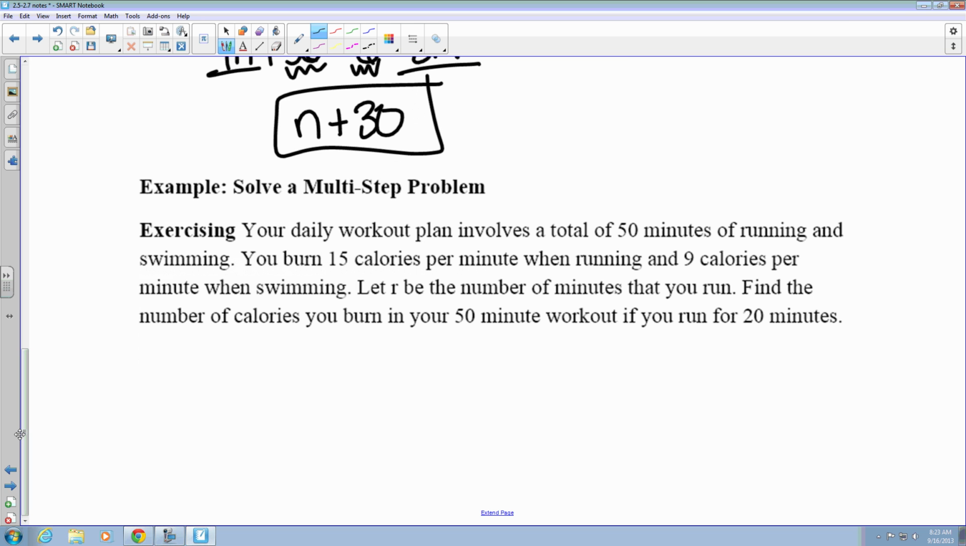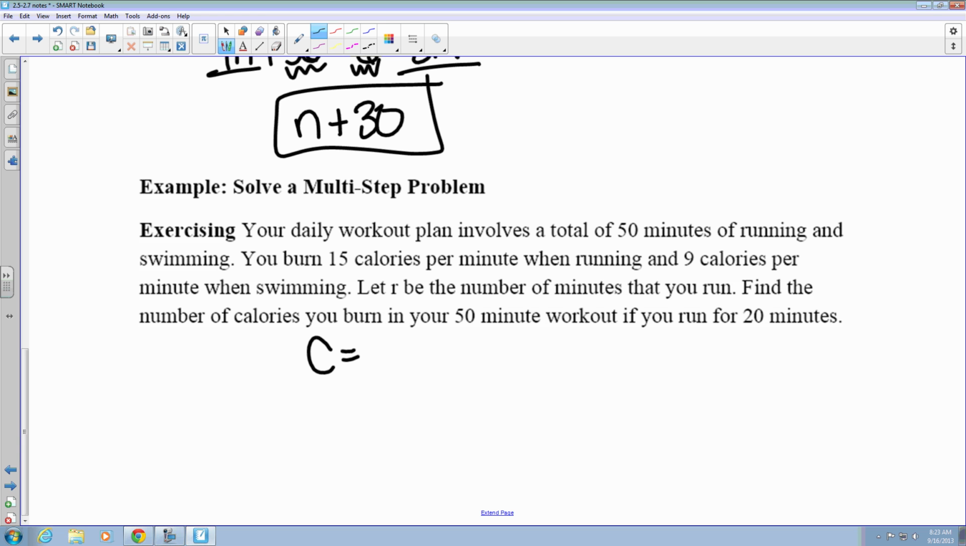Okay, last problem. Your daily workout plan involves a total of 50 minutes of running and swimming. You burn 15 calories per minute when running and 9 calories per minute when swimming. Let R be the number of minutes that you run. Find the number of calories that you would burn in a 50-minute workout if you run for 20 minutes.